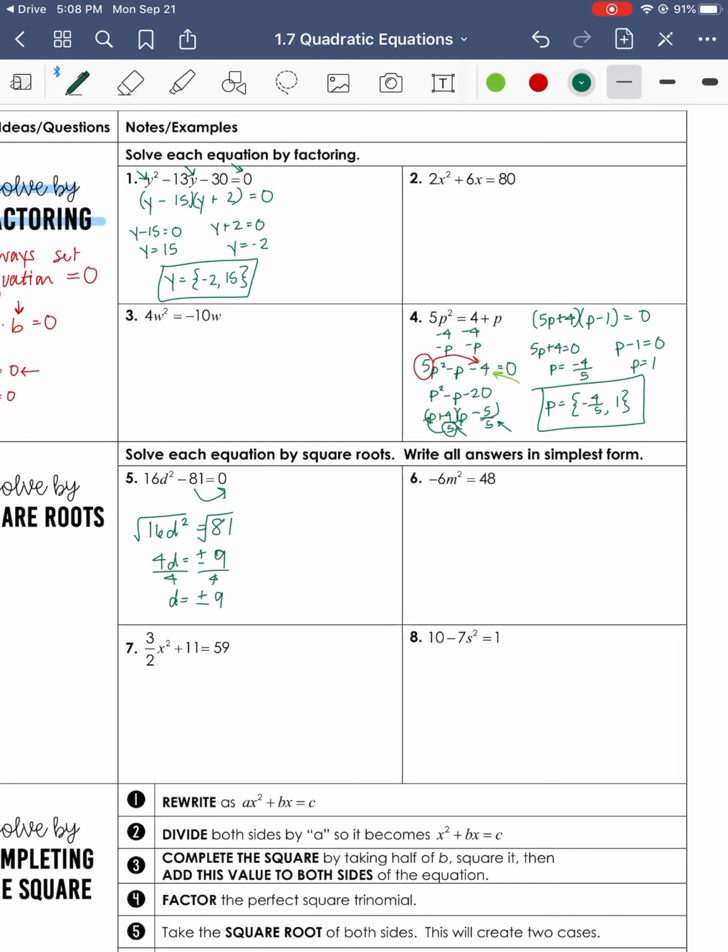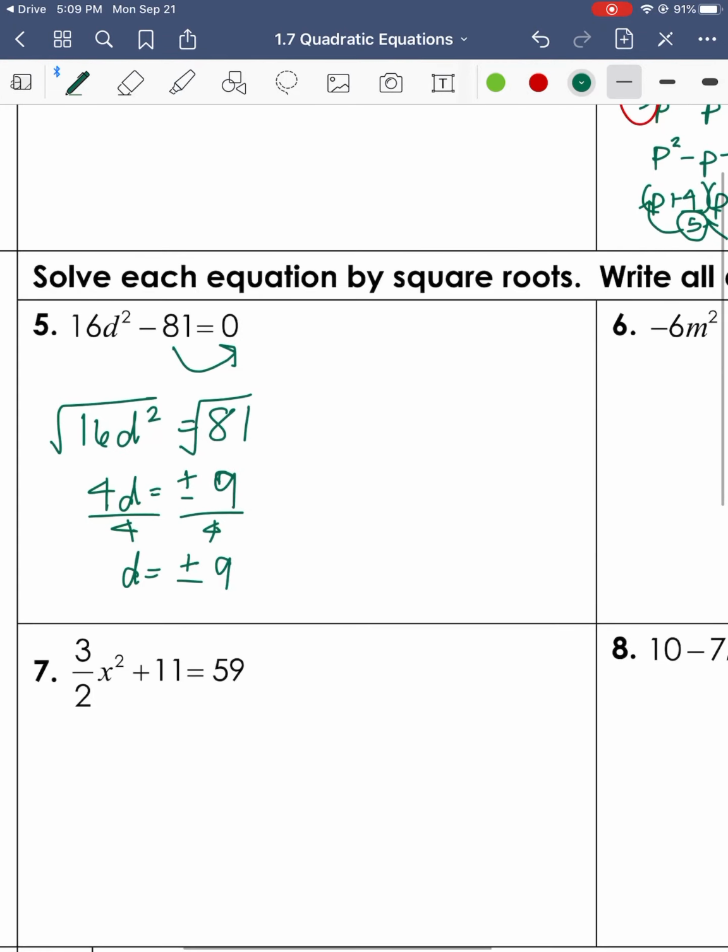Okay, so let's take a step back here and look at number 1 and number 4. We have two answers, right? The number of solutions of any equation is going to be equal to the degree. So the degree here is 2. We have two solutions. They're different numbers. But for number 5, our two solutions are just the positive and negative versions of the same number.